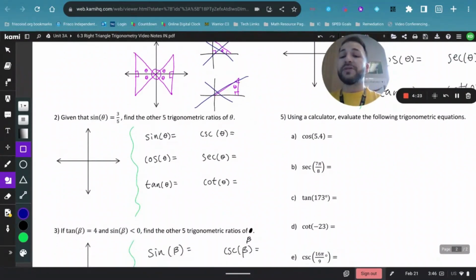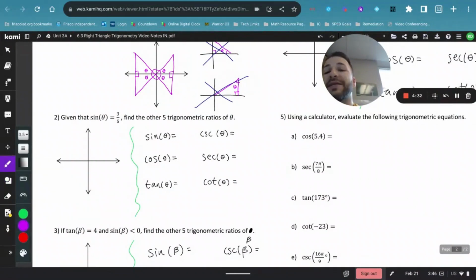So let's look at number 2. Given that sine of theta is equal to 3 over 5, we want to find the other 5 trig ratios of theta. So I'm going to go ahead and add that one in. I already know what sine is. It's equal to 3/5.